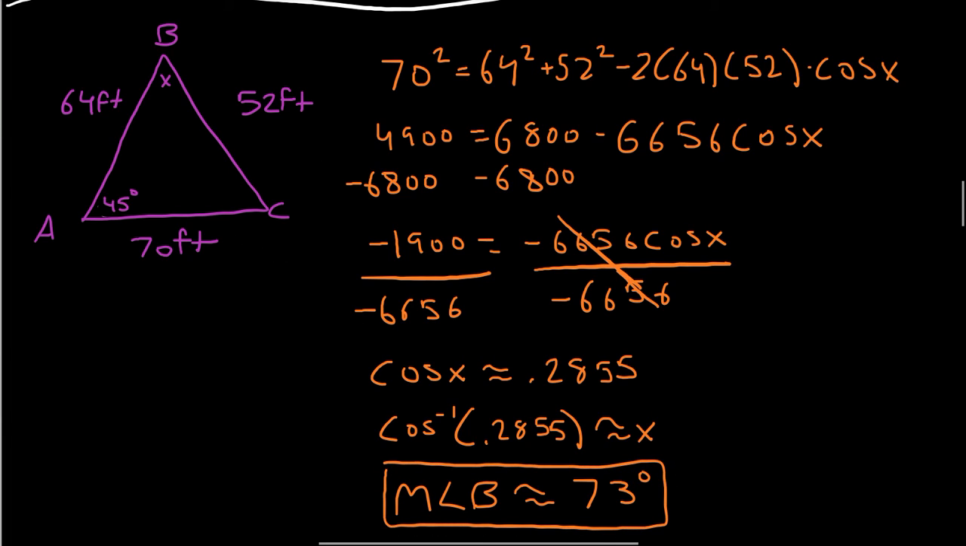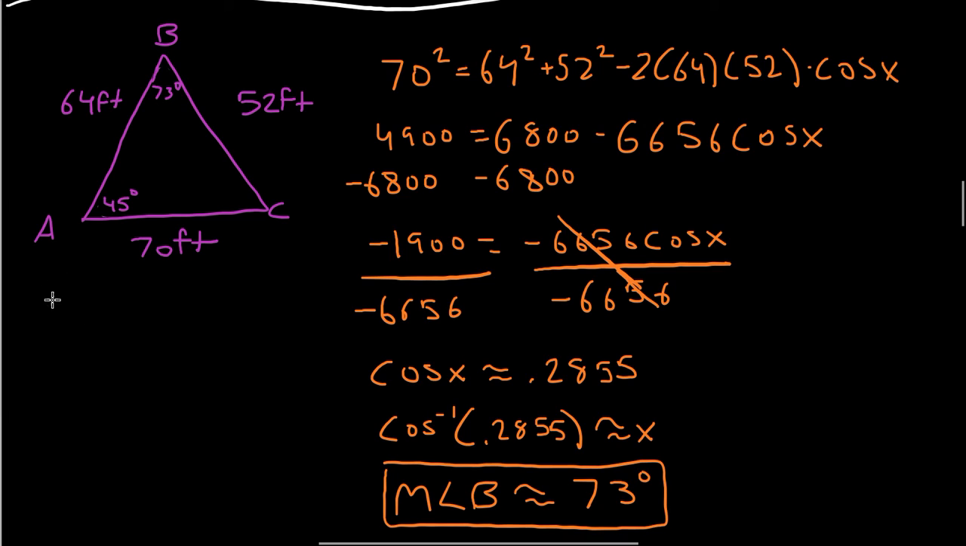Okay, so we got that, and I'm going to show you a rather simple way to find the third one. Most of you probably already know this, but for those who don't. So the measure of angle B is 73 degrees.